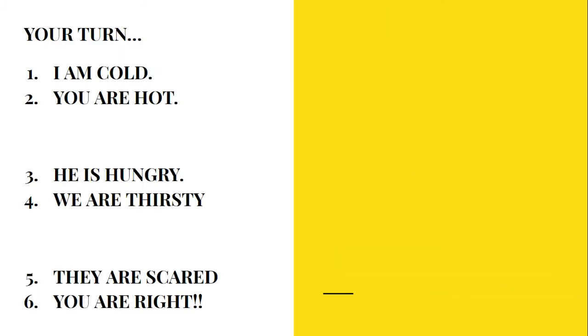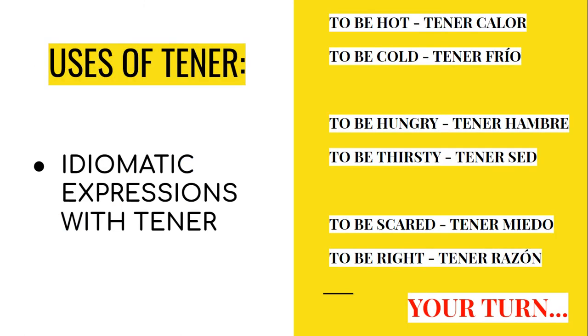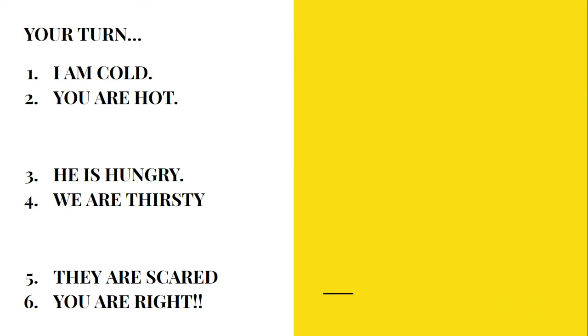So now it's your turn. You might flip back and forth between the other slide and this one. I would take the time to write these in my notes. There's a place in the lines for you to write these 6 phrases. So it says, I am cold and you are hot. He is hungry and we are thirsty. They are scared and you are right. So go ahead and pause your video and talk it out with somebody.